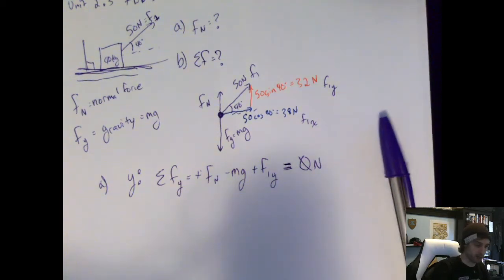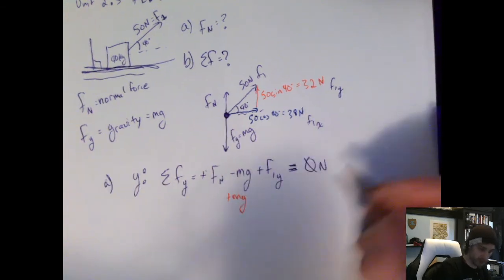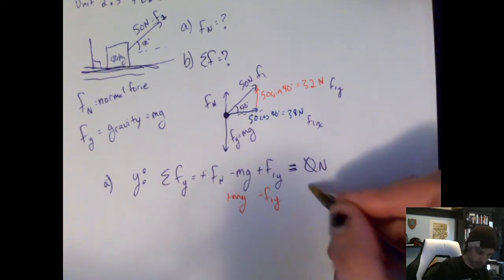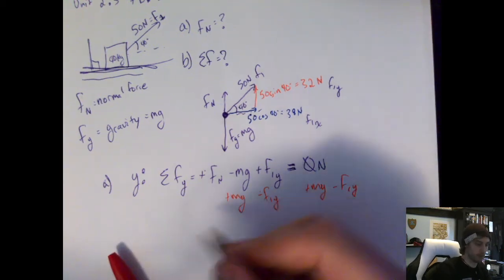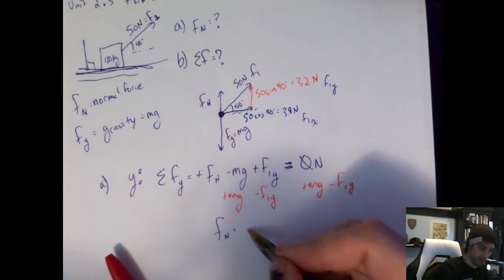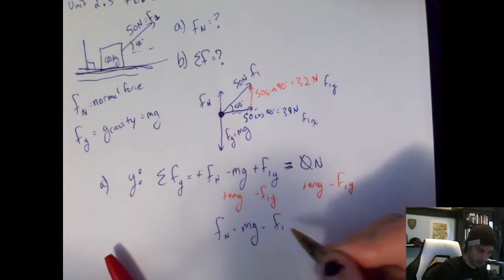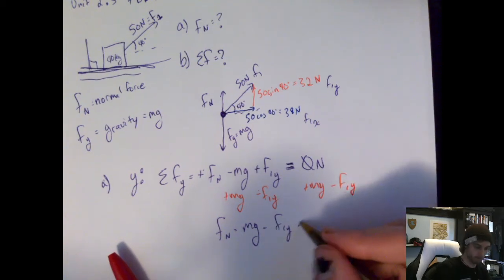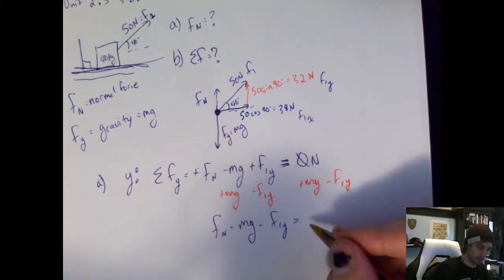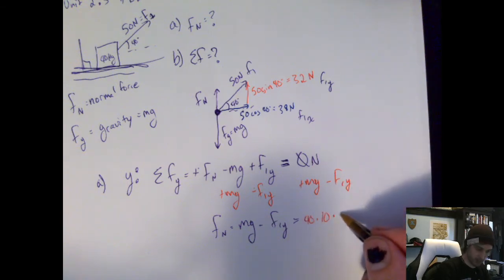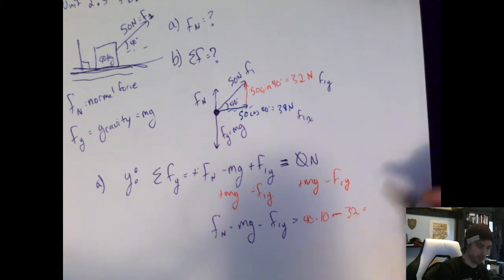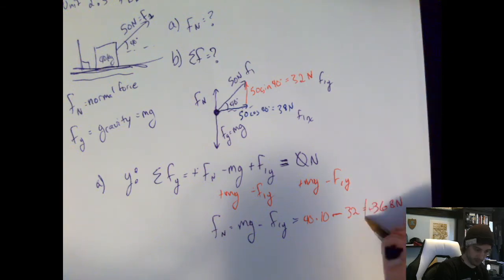Doing our math out, we're trying to solve for Fn, so we need to add mg to both sides and subtract F1y from both sides. So plus mg minus F1y. So that'll give us that normal force is equal to mg minus F1y, which if I put in my numbers, my m is 40, my g is 10, and I figured out that F1y is 32. So we'll have 400 minus 32, which gives us 368 newtons. Positive.